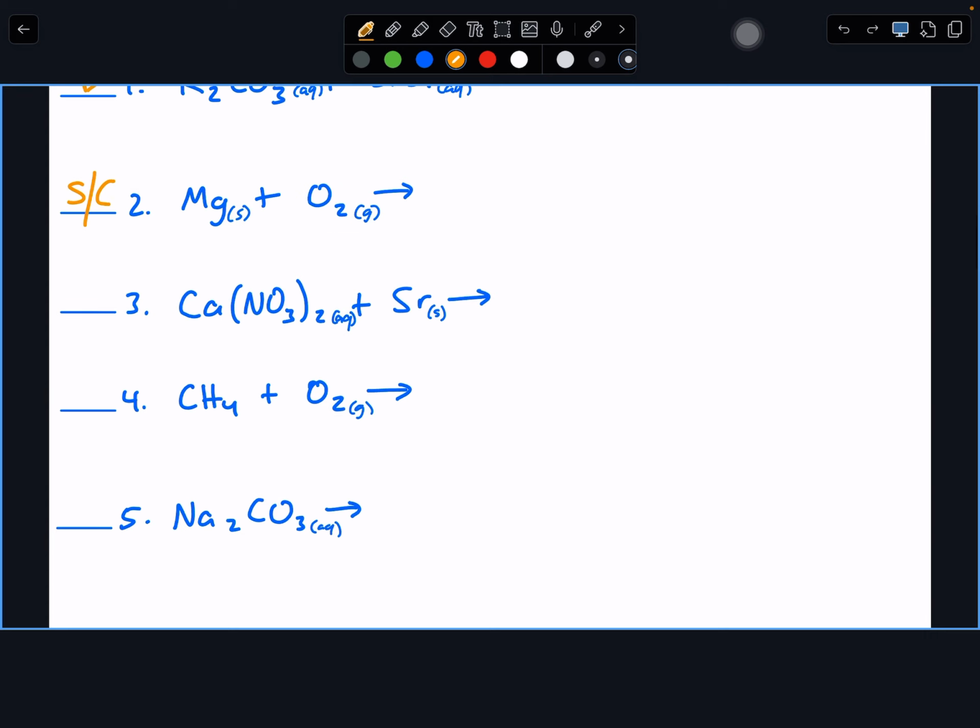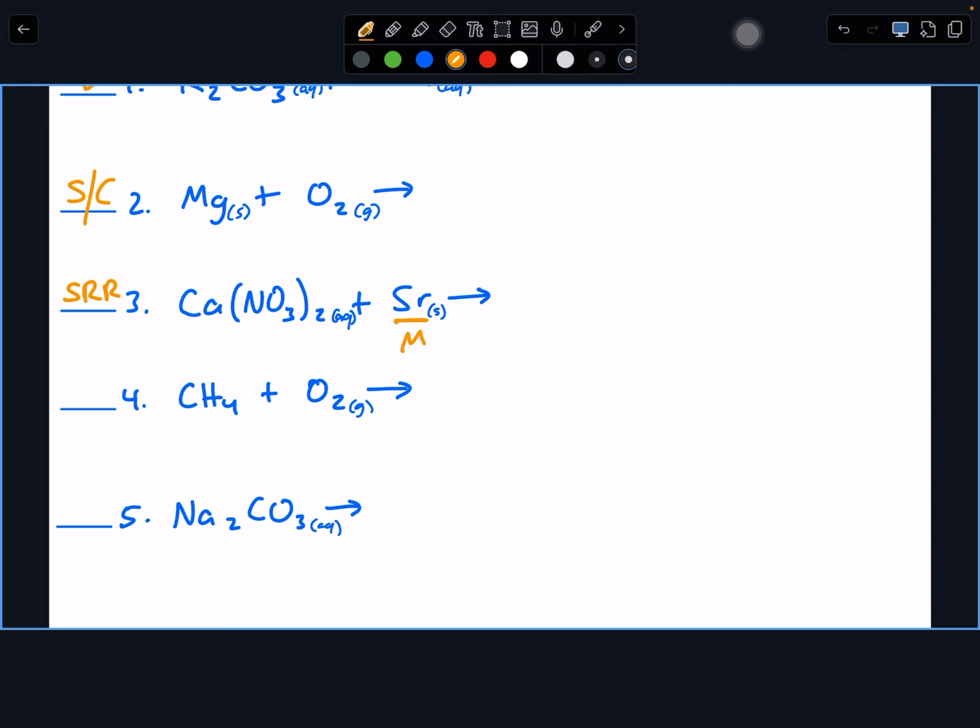Single replacement. Right, what kind? What kind of single replacement? Metal replaces metal, non-metal replaces non-metal. Wait, what's Ca? Metal replaces metal. Sr is number 38 on the periodic table. And Ca, they're both metals.